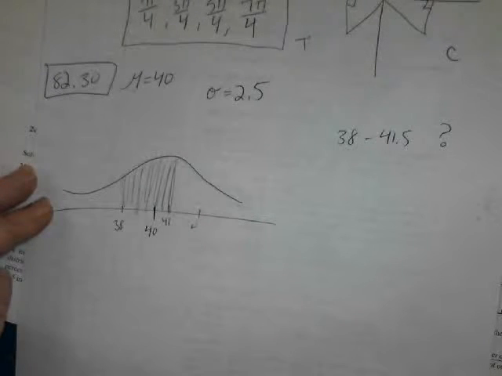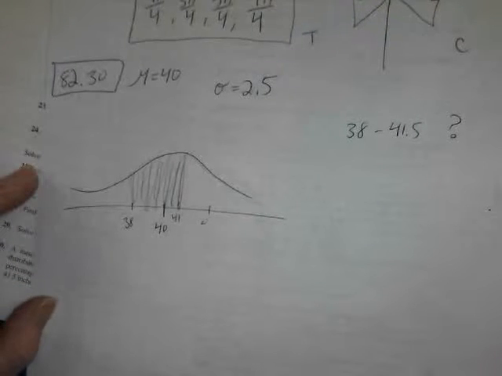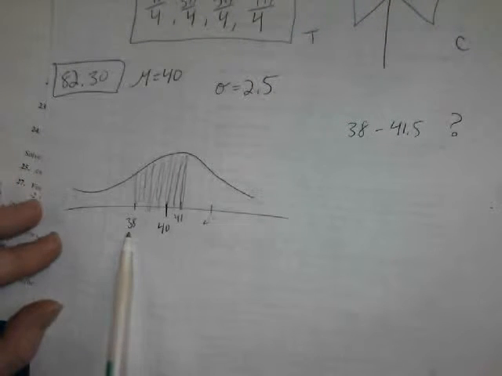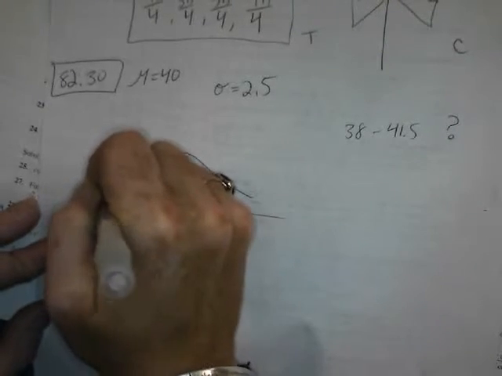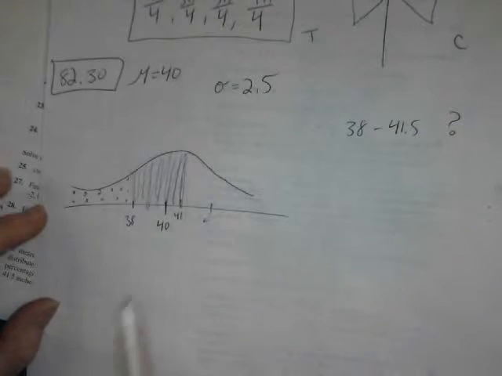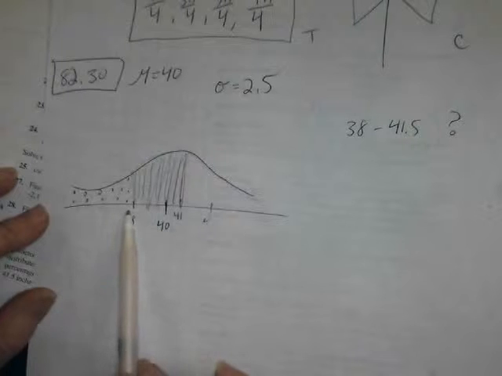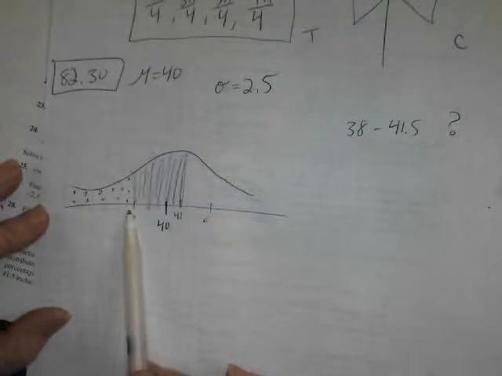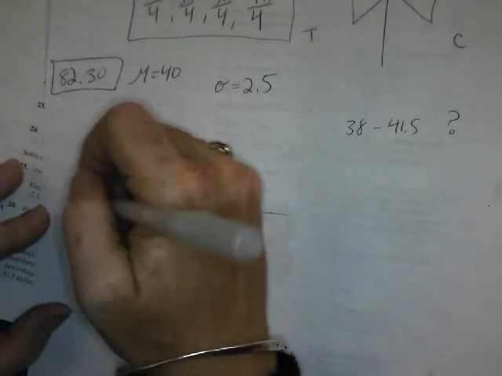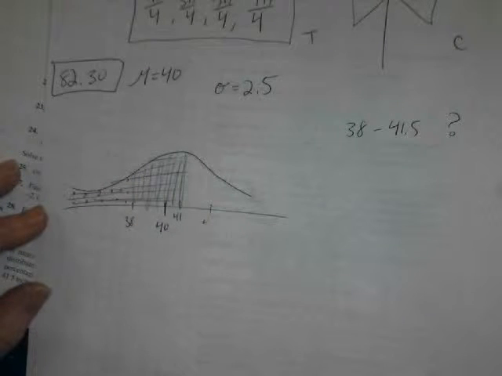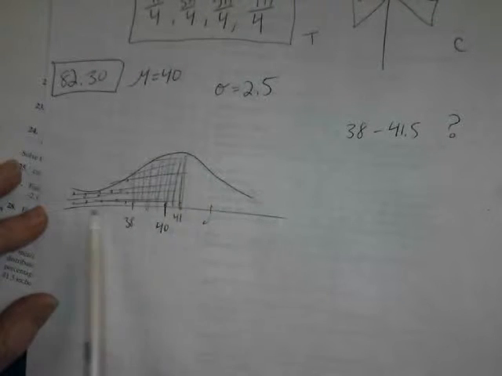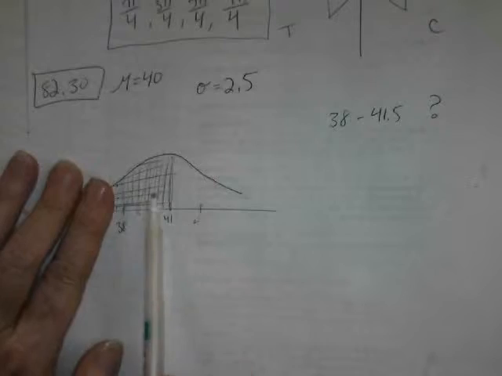And when you get those values, what you're getting is a percentile. So when I look up the value that I get for 38, it's going to give me all this, the percentile ranking of 38. And then when I look up the 41, it's going to give me this whole thing all the way up to 41. So if I take the percent that I get for 41 and subtract the percent I get for 38, I would get this part that they're asking about. So that's the procedure that we use.